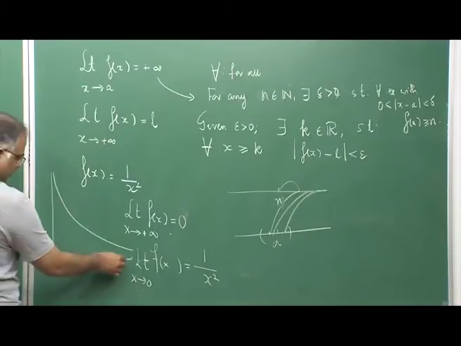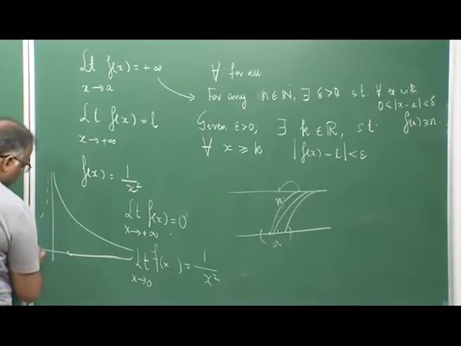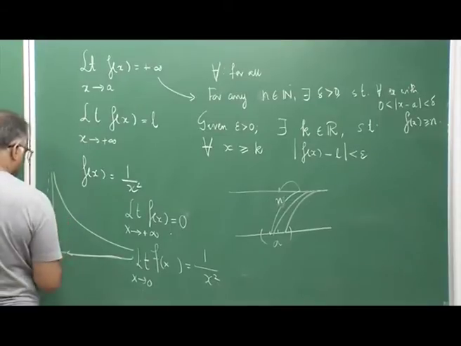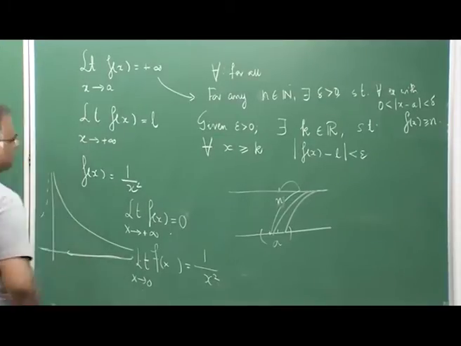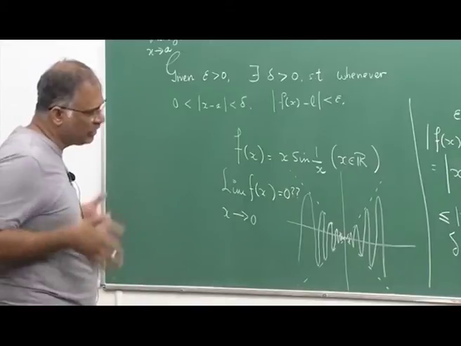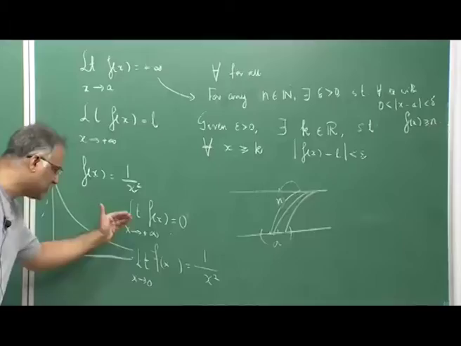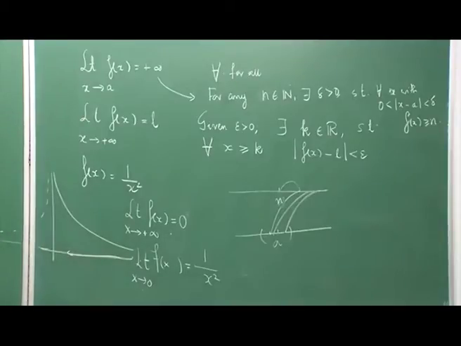So, here you see as you come towards 0, and if you write 1 by x square, the other part of the graph is here. So, if you come to 0 from this side also, as you come nearer and nearer, the functional value is blowing up. So, these are the various ways a function can approach a limit as x goes towards either infinity or towards a finite number.